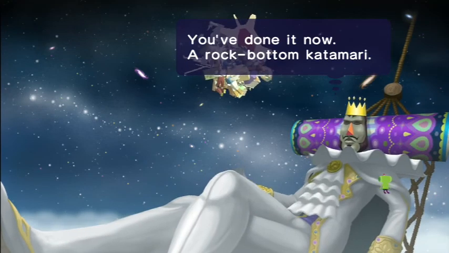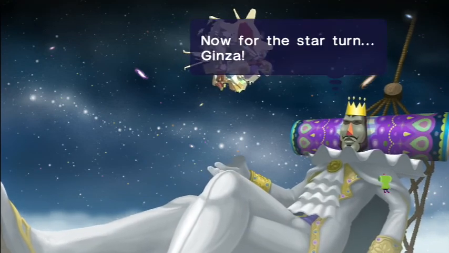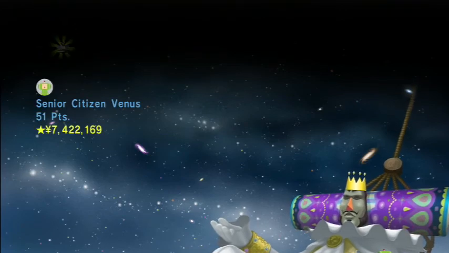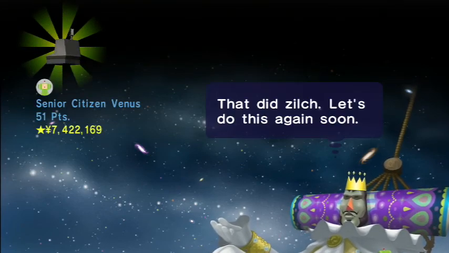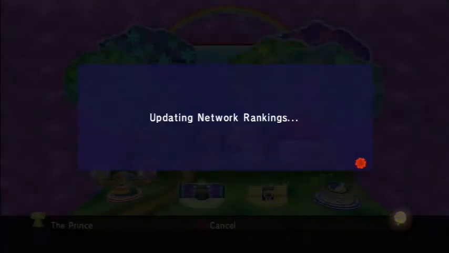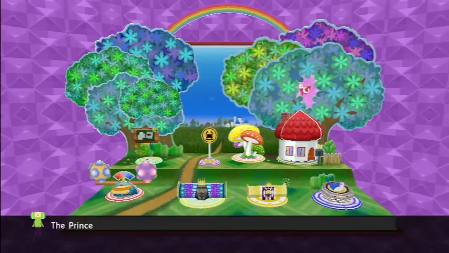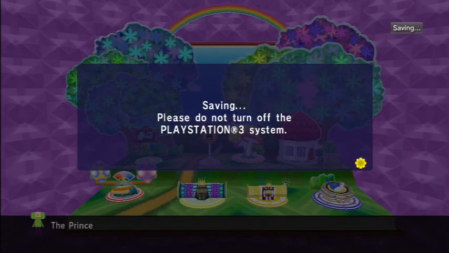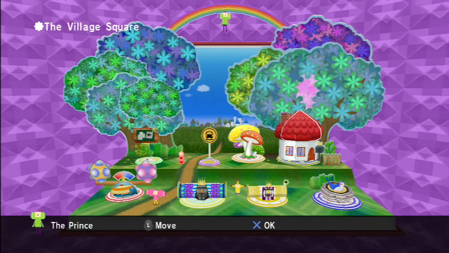51 points. It's over half. Over half is good. Make it to the stars. Woohoo! Senior Citizen Venus. Depends on how many things I picked up as to what name it gives. So apparently I picked up a bunch of stuff that senior citizens would pick. You picked up senior citizen stuff. Oh, okay. Senior citizen. Until next time.